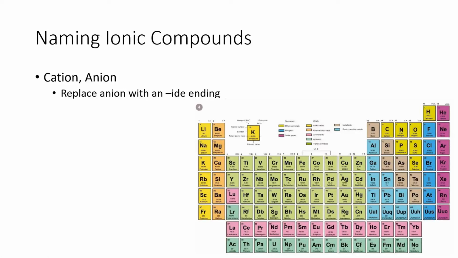Okay, let's talk about naming ionic compounds. In this course, we've covered covalent compounds and ionic compounds. In this video, we're going to be talking about naming ionic compounds. Now, ionic compounds are when we donate electrons.